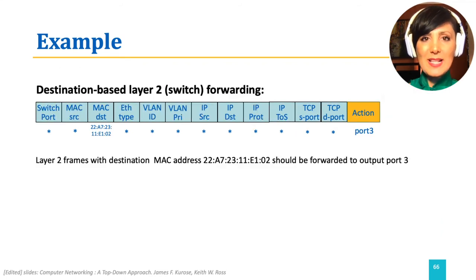It is also possible to perform matching based on layer 2 headers. For example, layer 2 frames with a given destination MAC address could be forwarded to output port 3 to achieve a switching function using generalized forwarding.